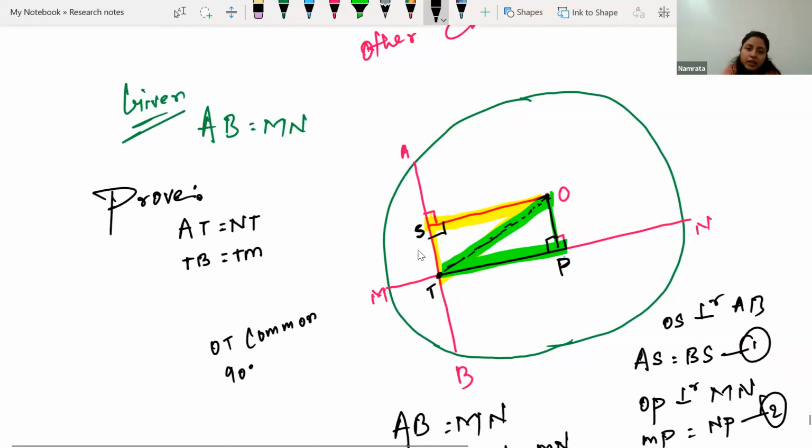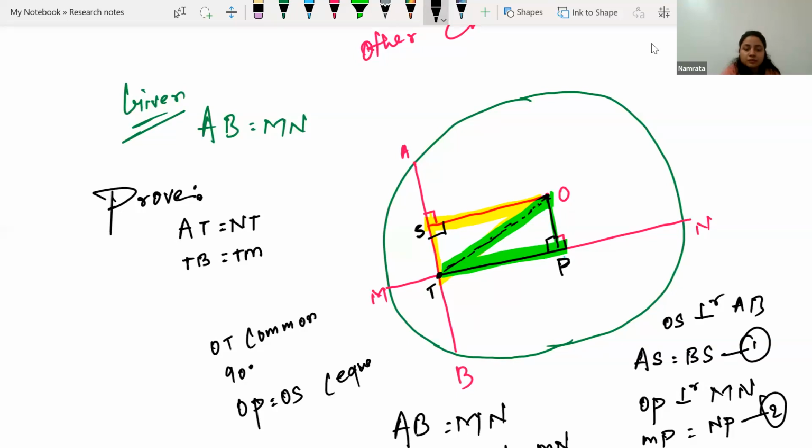Anything else? Equal chords are equidistant from the center. This distance and this distance will be the same. Yes or no? Yesterday only we discussed this theorem: equal chords are equidistant from the center. So OP and OS will be the same.